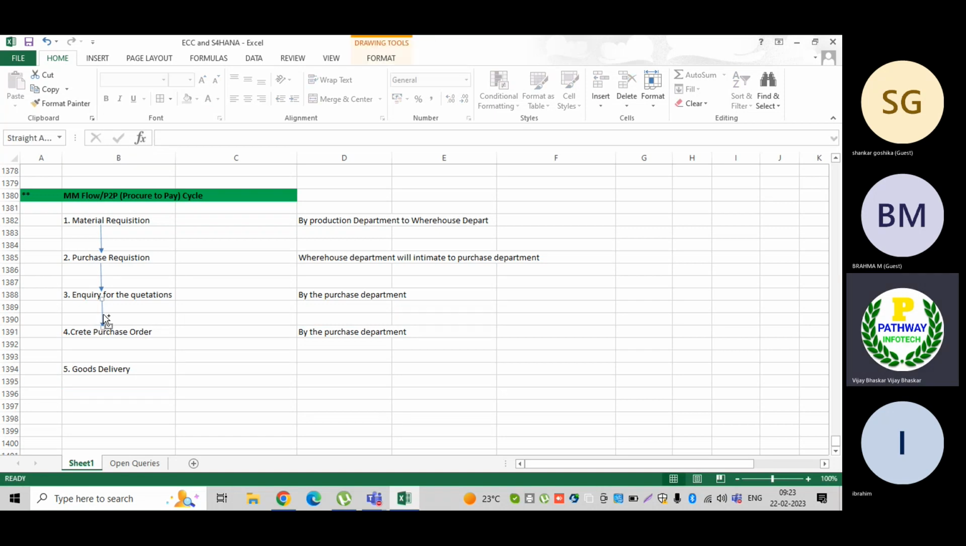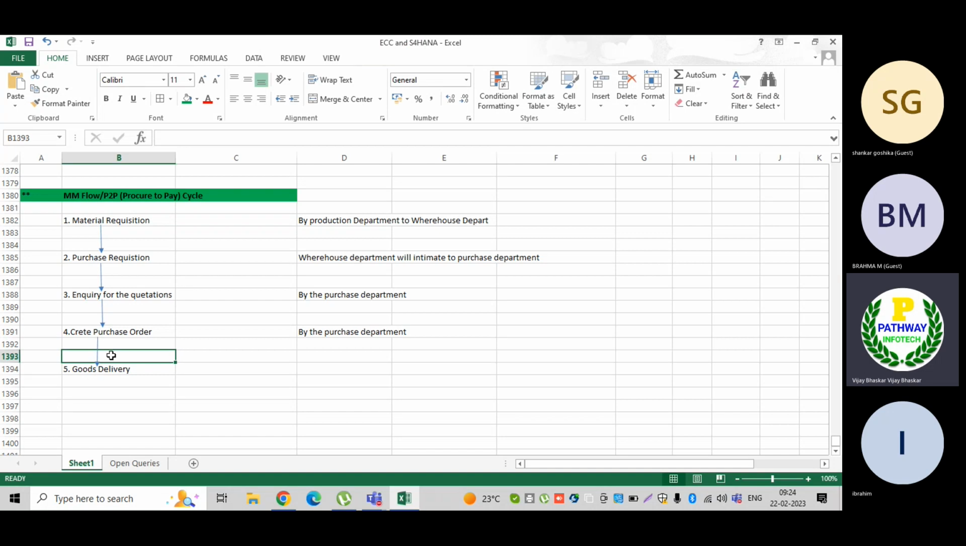Goods delivery will happen here. Okay, then once the goods delivery will happen, where the goods delivery, then in case, one more point here in between, I will mention the note, but that is not the process. Okay, that is not the process. Then what will happen here? Once the purchase order will be created, what will happen?